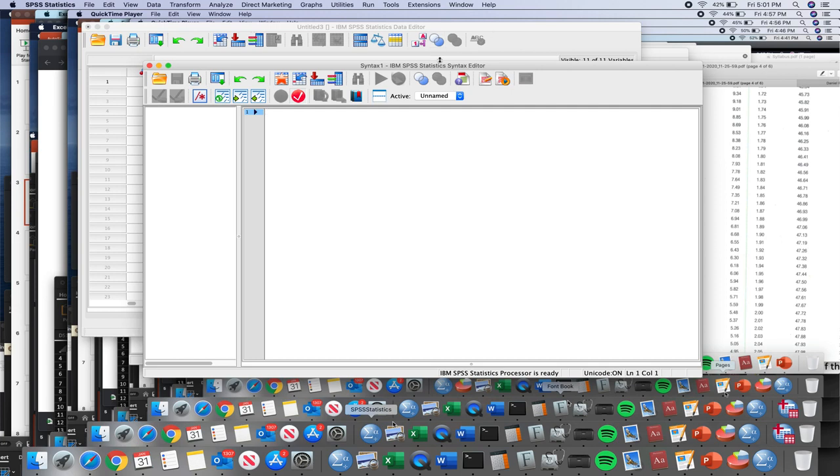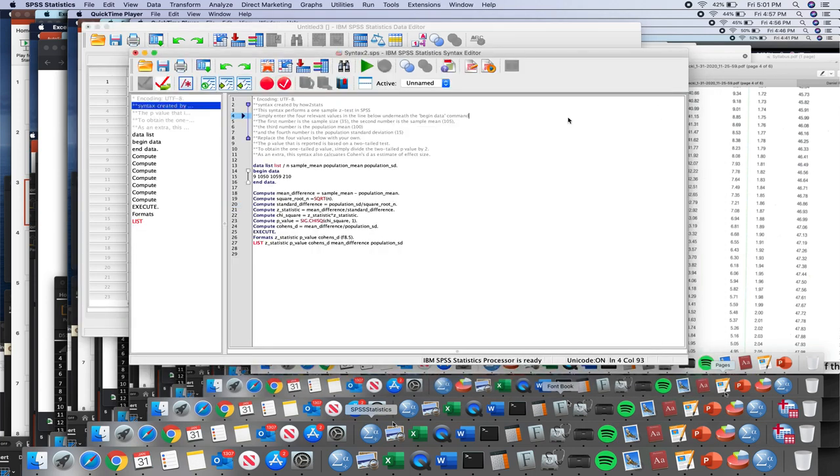So I wanted to show you there's all sorts of things you can do with the syntax window that you can't do with the clicky box method. One sample z is one of them, all right? And so I just looked online for SPSS syntax that calculates a one sample z, and I tested it to make sure it was doing it correctly.